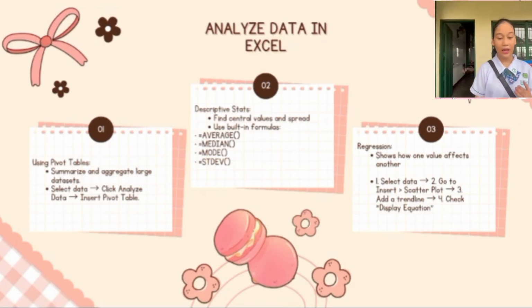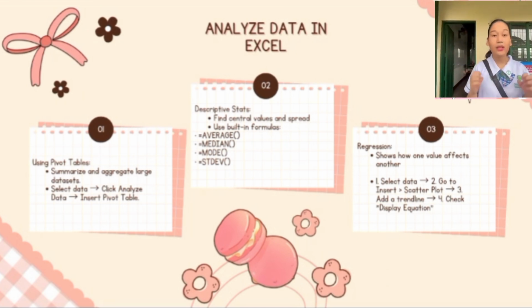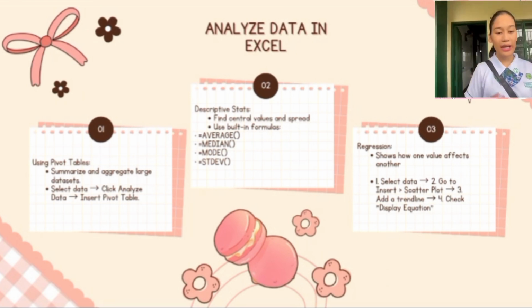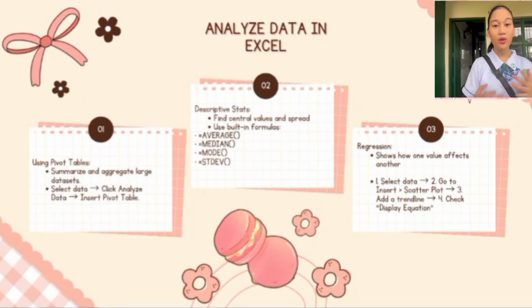Regression: show how one value affects another. First, select data. Second, go to insert scatter plot. Third, add a trend line. Fourth, check display equation. Correlation: checks how closely two values move together. Use a formula. Fifth, hypothesis testing.